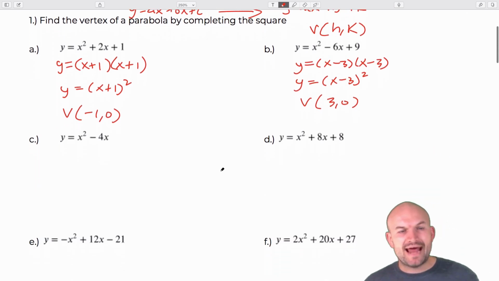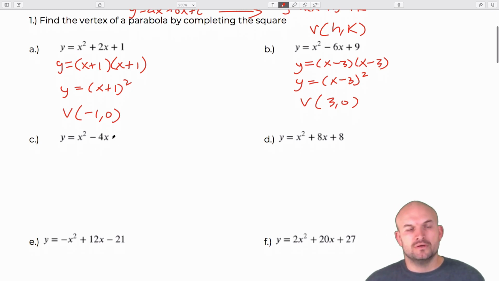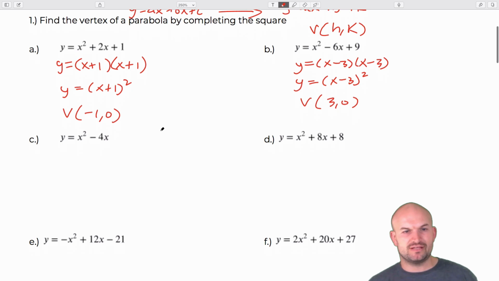So what happens then if it's not a perfect square trinomial? For instance, this is not a perfect square trinomial. We do not have a third term. So basically what we do, a lot of times we'll give it a C, and we'll say, well, what number could I add to this equation that would make it a perfect square trinomial?